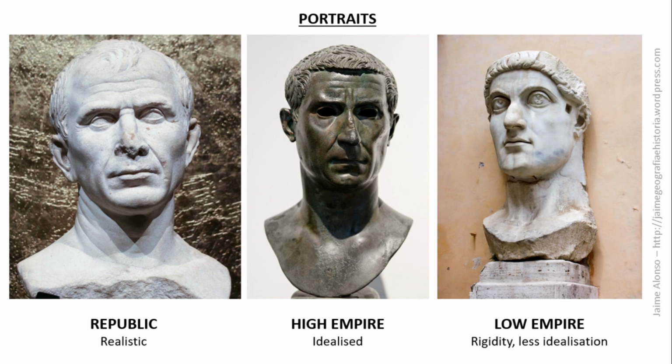If we see the characteristics, we can trace that during the Republic it is more realistic. During the High Empire, we have to take into account that the emperors are considered divine, therefore the representations are going to be idealized. And during the Lower Empire, that is mostly in the 4th and 5th centuries, the portraits are going to be rigid and less idealized and less expressive.